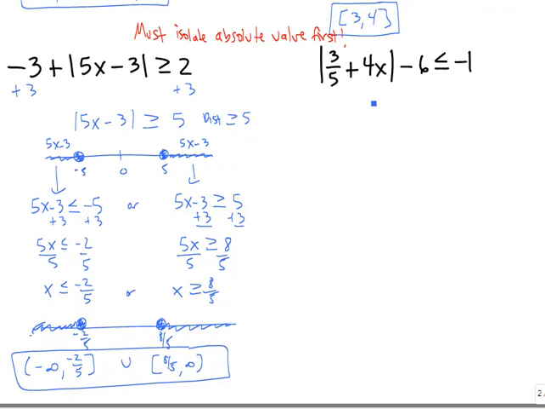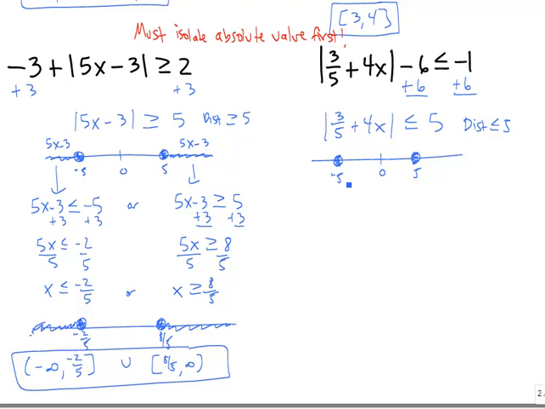Okay, the next example is going to be done the same way. We have this absolute value over here, but there's a -6 off to the side. So we want to isolate the absolute value first, and I can do that by just adding 6 to both sides. So I get the absolute value of 3/5 plus 4x is less than or equal to 5. So this time we want our distance, which is that absolute value, to be less than or equal to 5. So if I go 5 to the right, closed circle, 5 to the left, closed circle, and I want the distance to be less than or equal to 5, then I need to be inside this middle interval, so we need that 3/5 plus 4x to be squeezed in between -5 and +5.